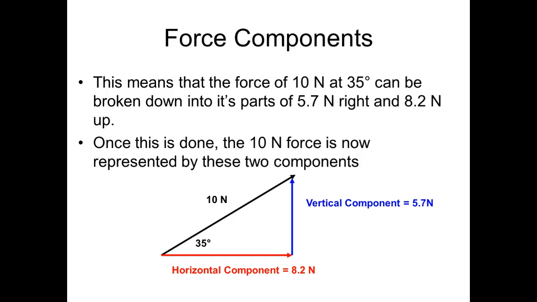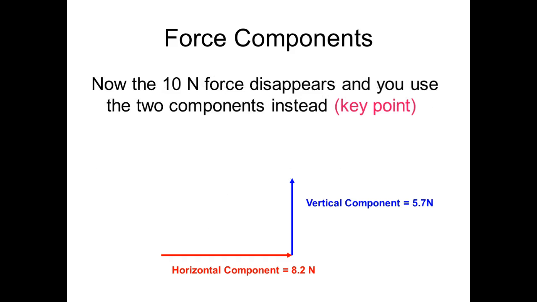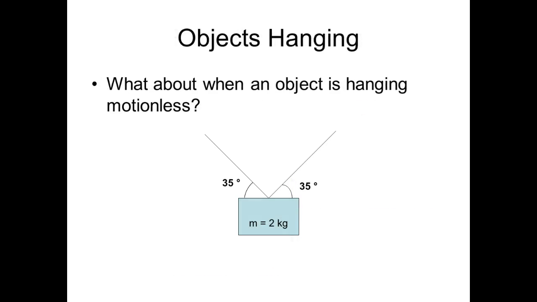So once we've done this, the 10 Newton force is now represented by the two components, and we can take away that 10 Newton force that's at an angle. We only will be looking at the vertical and horizontal components because we cannot balance angled forces, but we can balance or calculate net forces and accelerations using vertical and horizontal forces. Let's apply this to a full force diagram.